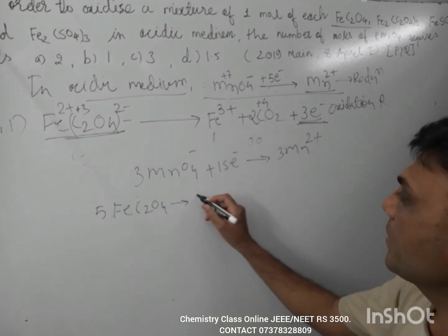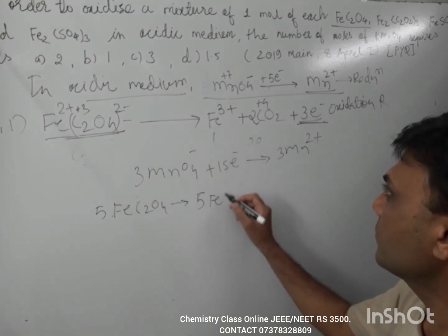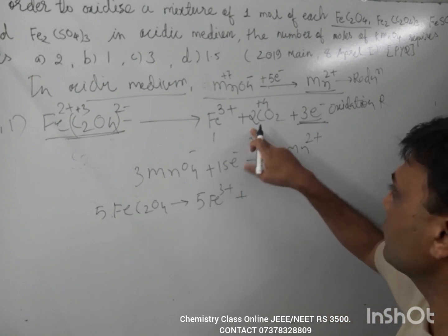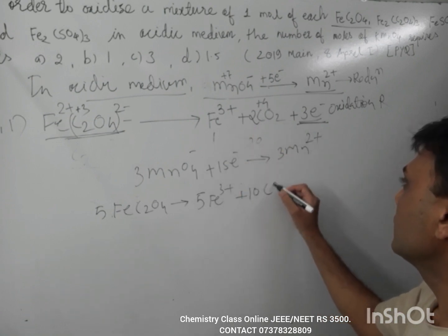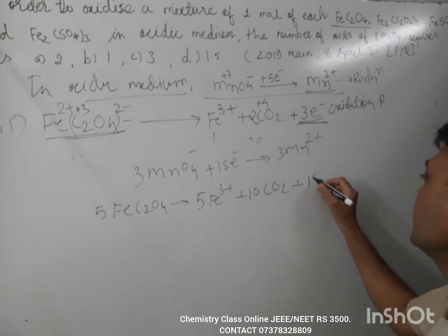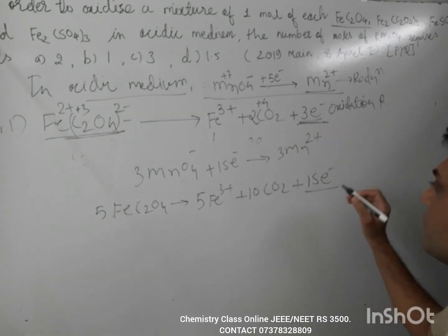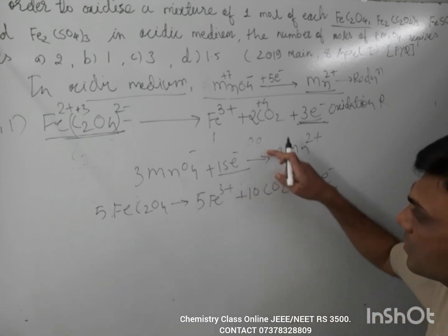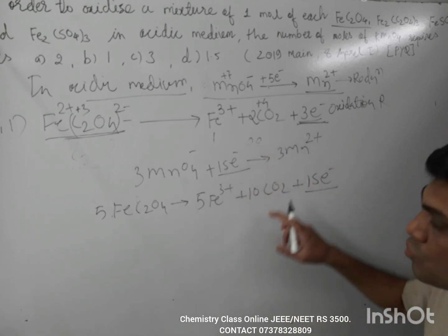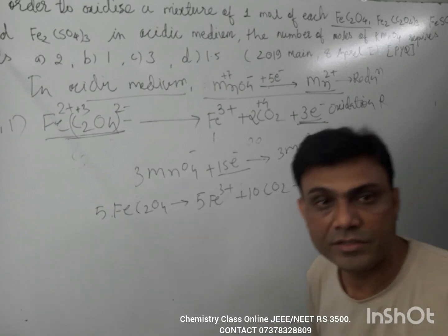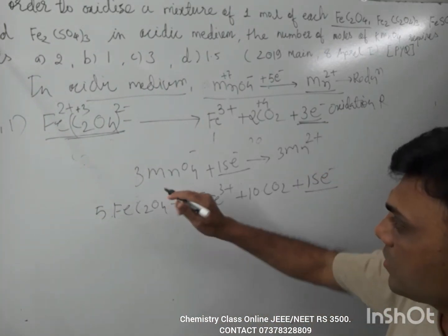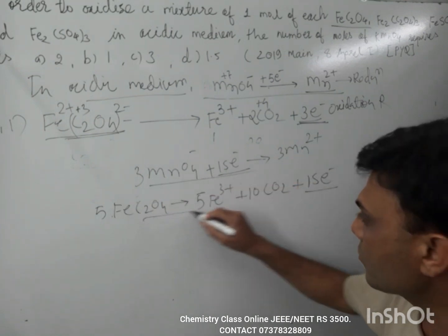We also multiply it by 5 to get 5 Fe3 positive, plus here we have to multiply by 5, so it will become 10 CO2, plus 15 electrons. So now here also 15 electrons and here also 15 electrons. That means when we add these two equations, the electrons will get cancelled and the remaining will be balanced. Now this is a reduction reaction, this is an oxidation reaction.